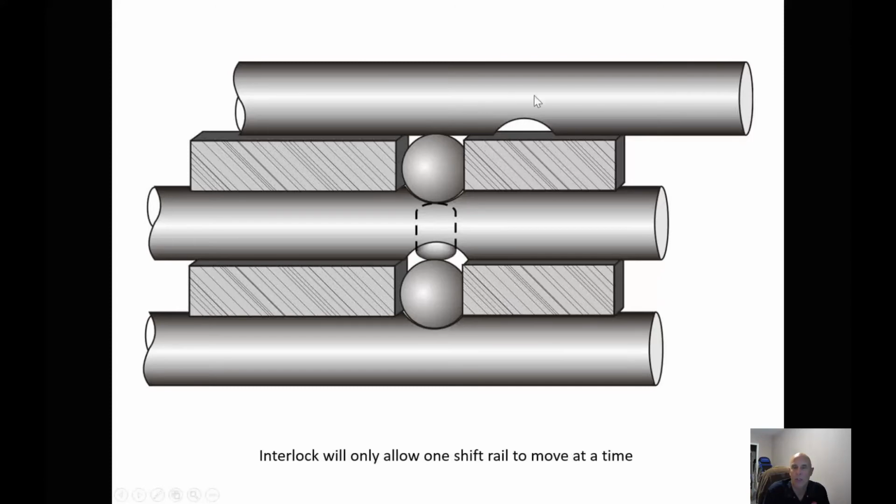Now how that works is, anytime we move one of our shift rails, it pushes this interlock around and locks this ball into this shift rail so it won't move, and this ball into this shift rail so it won't move. Now when we want to shift into another gear, this top shift rail is going to move back, which will then allow either of the other two to move. Once that moves, this will prevent the other two from moving.